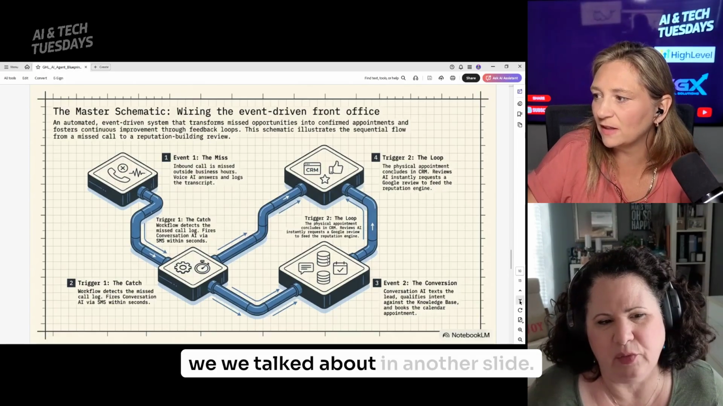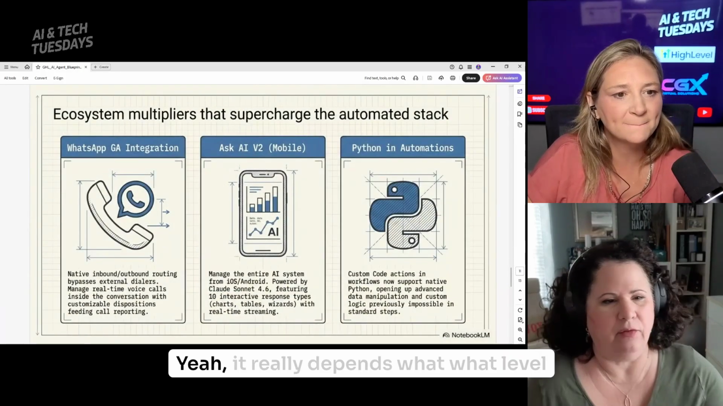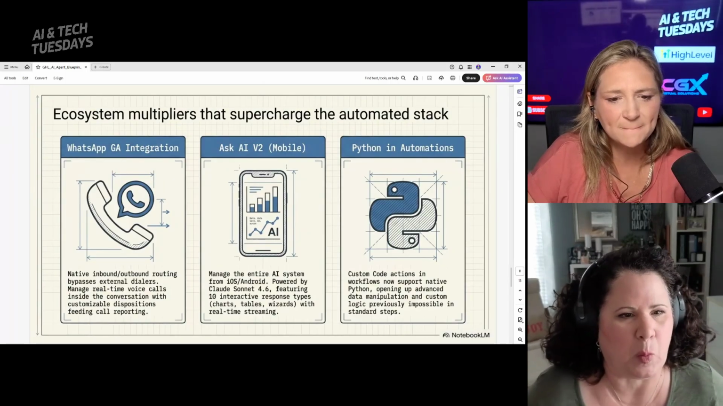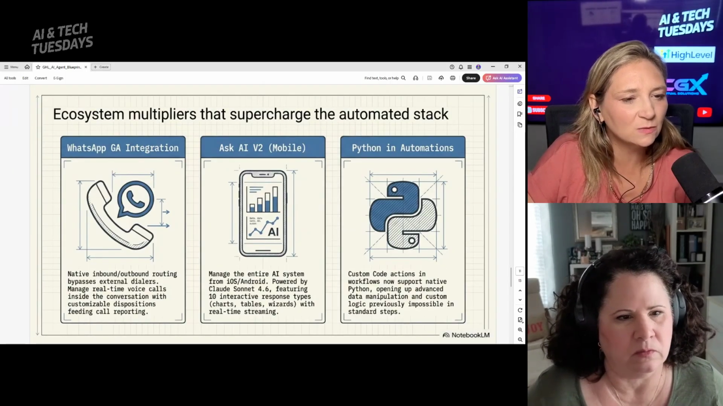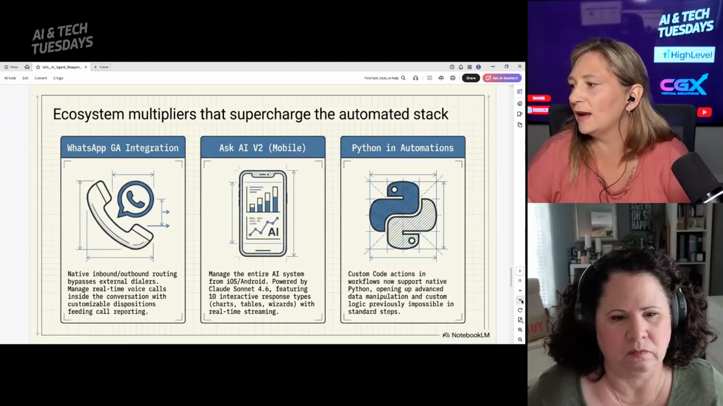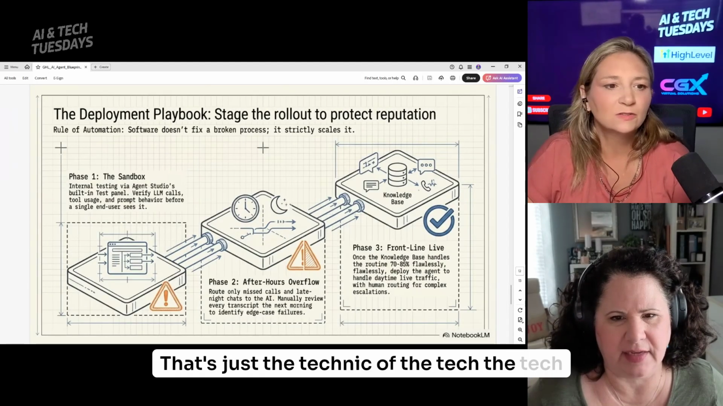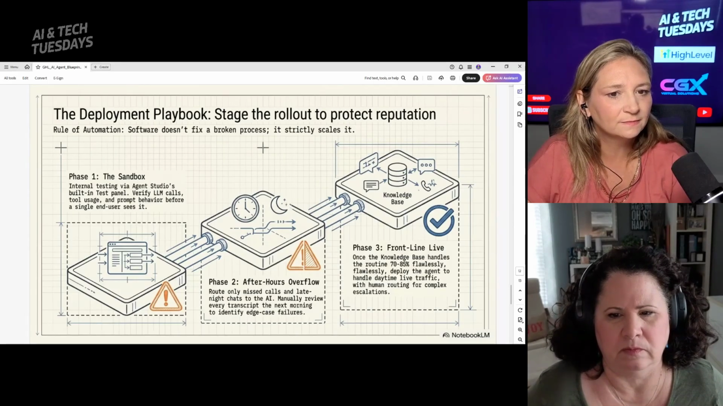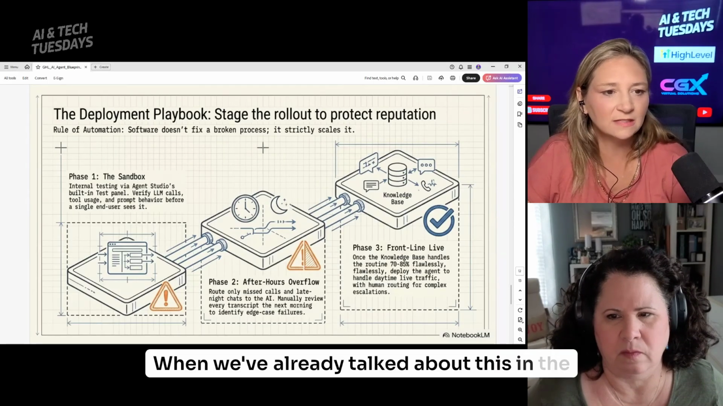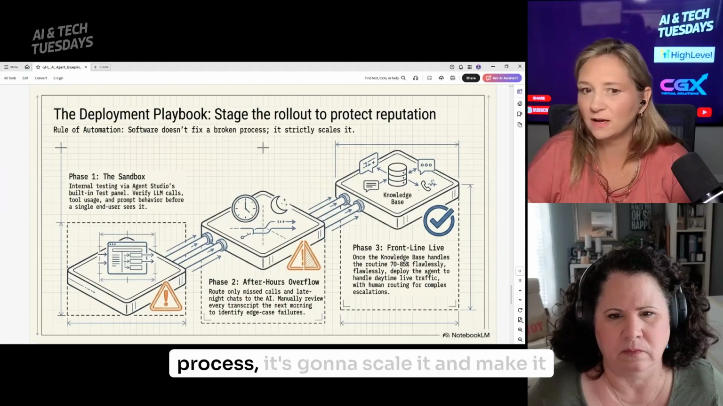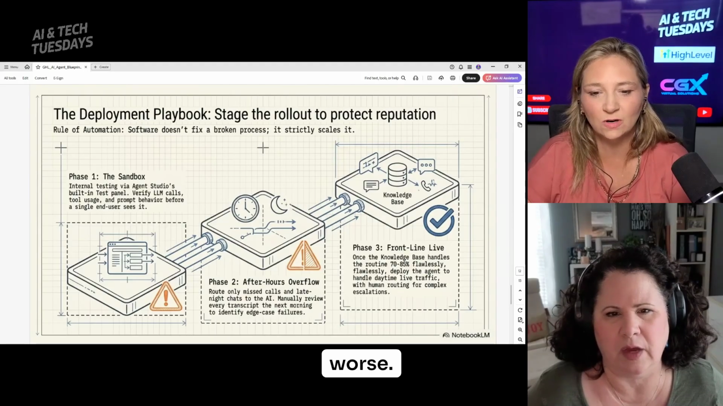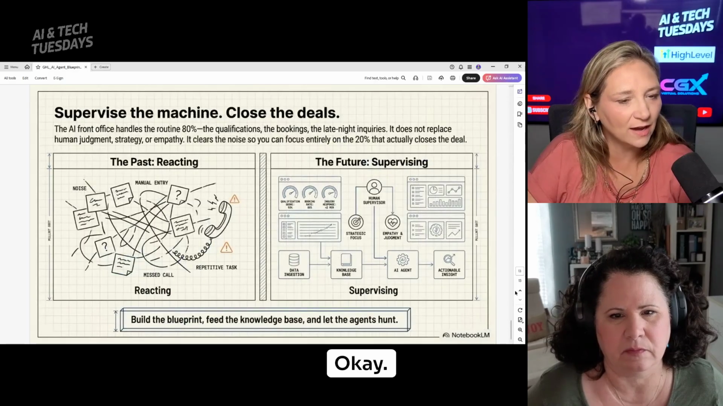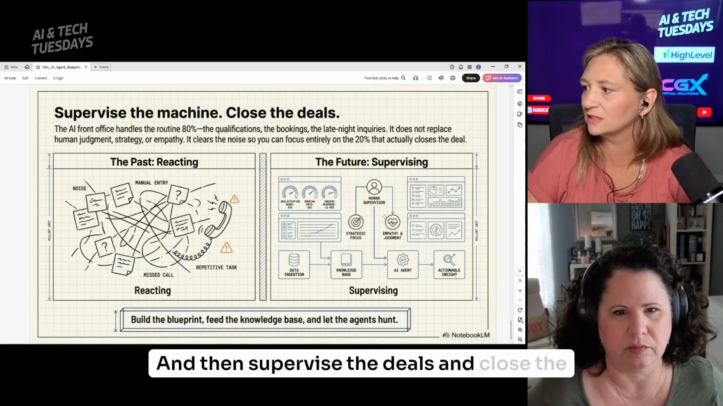So it really depends what level you're at, right? I don't think we need this one because it just says we can integrate WhatsApp. It's just the technique of the AI, and then it's talking about how we're deploying it. We've already talked about this in the past: software isn't going to fix a broken process. It's going to scale it and make it worse. Right? Exactly. Okay, next slide. And then supervise the deals and close the machine.